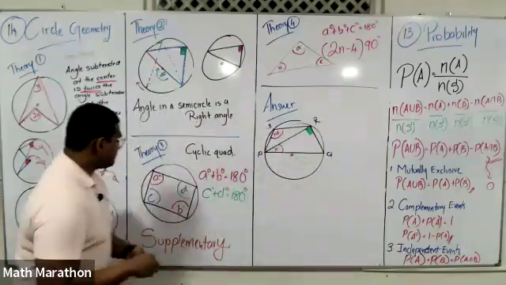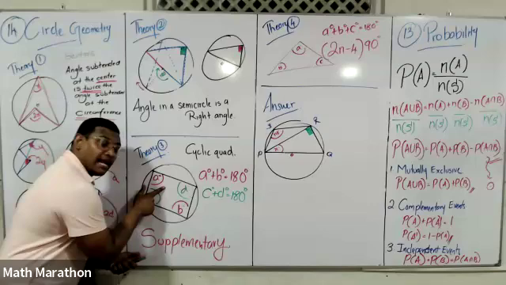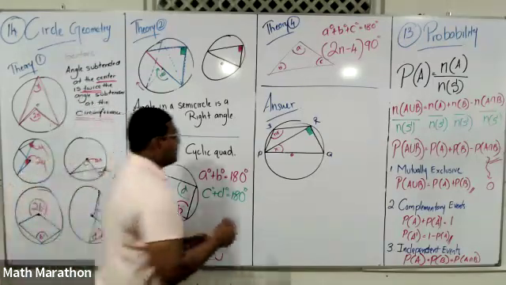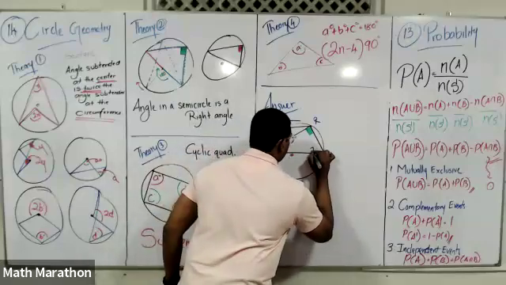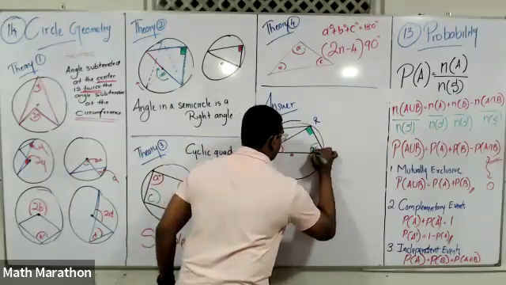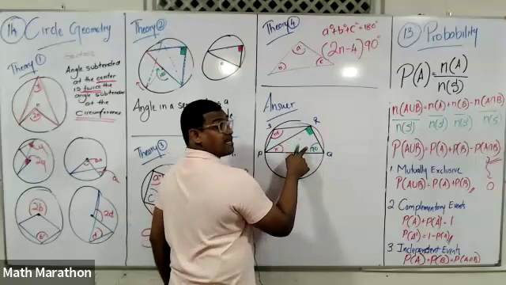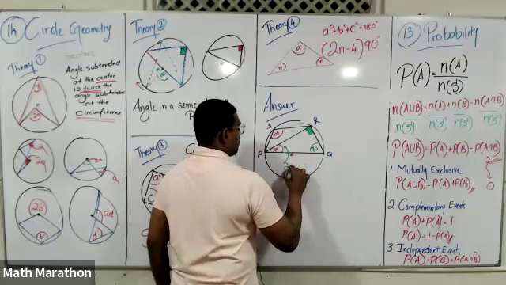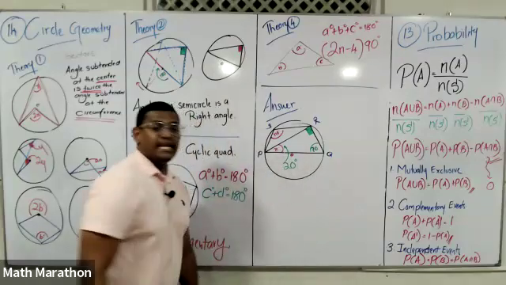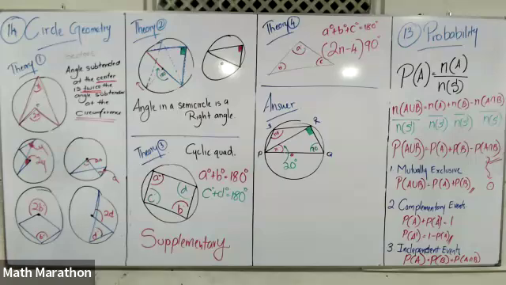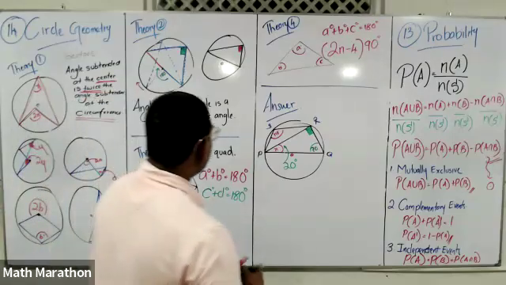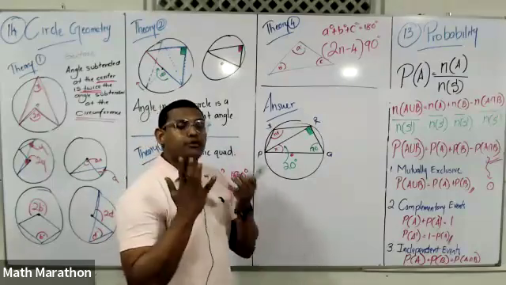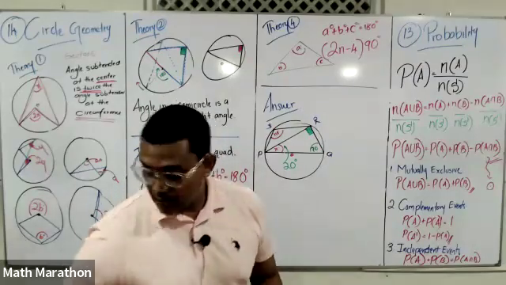The next thing, in a cyclic quadrilateral, the sum of the opposite angles is 180. If this is 70, this is 110, this is 70. 90 plus 70 is 160, so this is how much? 20 degrees. See, even though the question looks very complicated, if you know your subject, you know what to do. The question is very simple.